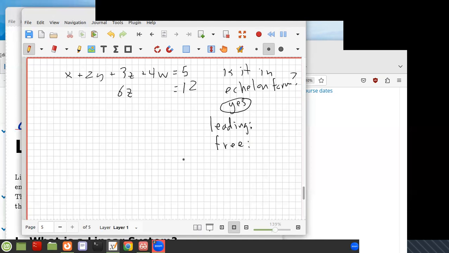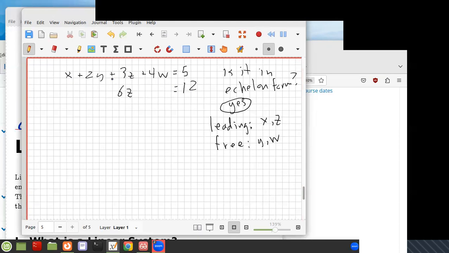Okay, we have one person. Okay, so the only possible leading variables are X and Z because, well, those are the ones that are leading, right? And then all the rest are free. So Y and W are free. So even though X was first and Y was second in the list, it doesn't have to be that X is leading, Y is free, Z is leading, W is free. So X and Y don't have to be the leading ones.